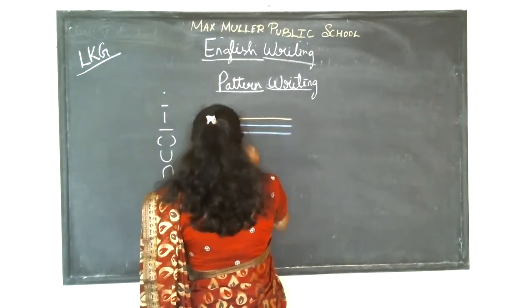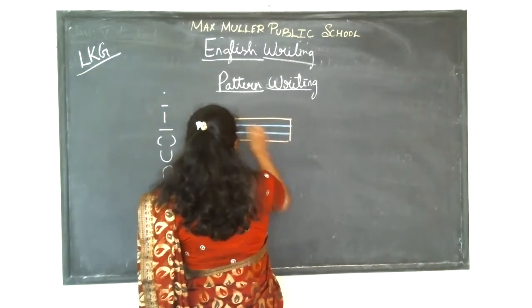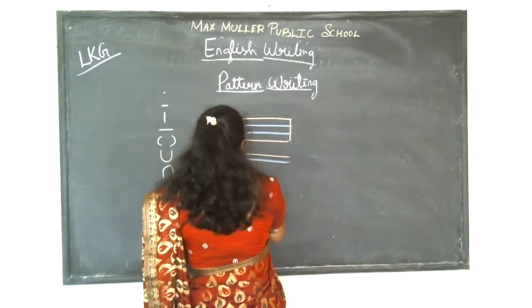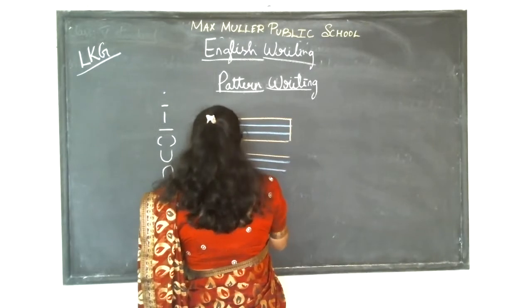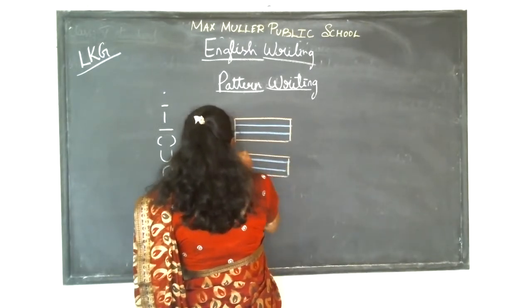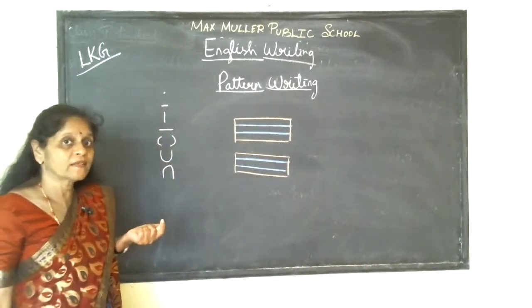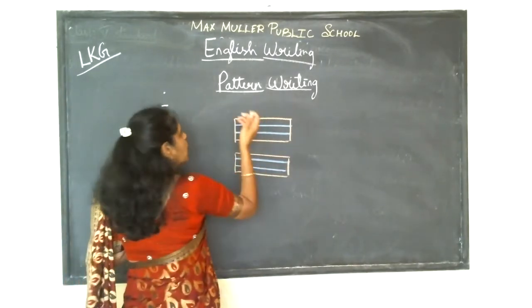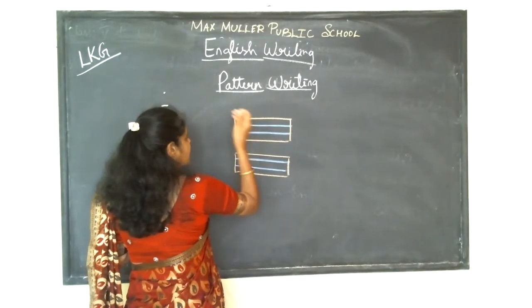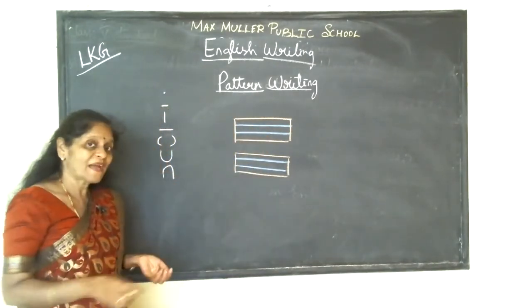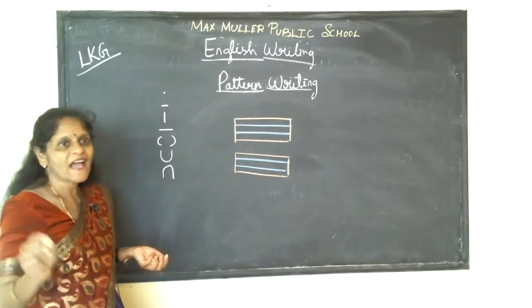So only when you learn the pattern writing, you will be able to write. Okay, so which is the next pattern writing you're going to learn? This is red line, blue line, red line. Okay, children, which is the next pattern writing? Zigzag.